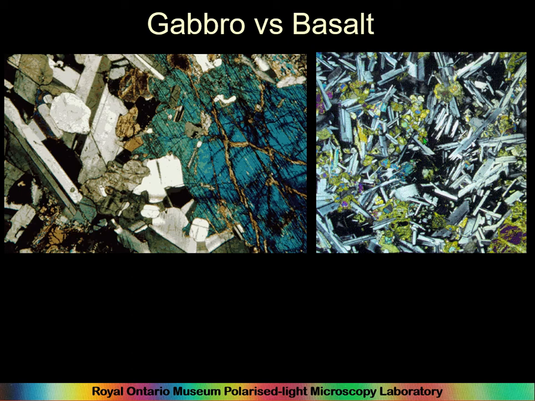This is very fine-grained, and this is not. And so, because it's taken longer to cool, it could grow bigger crystals. And so that's the basic difference. Plutonic, bigger crystals; volcanic, smaller crystals, and in some cases no crystals at all because it cools so rapidly.